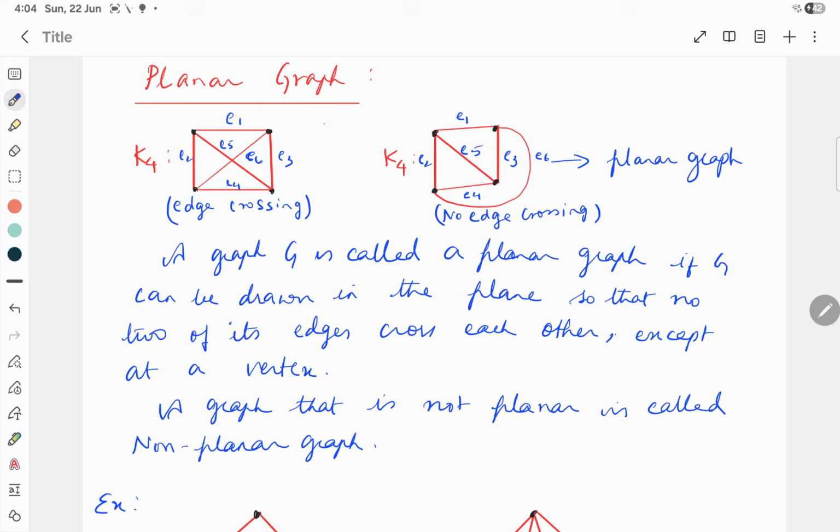Now let us define a planar graph. A graph G is called a planar graph if G can be drawn in the plane so that no two of its edges cross each other except at the vertex. A graph that is not planar is called a non-planar graph. So hope it is clear now what is a planar graph and a non-planar graph. This K4 can be written in the form of a planar graph as there is no edge crossing between E5 and E6 in figure 2.